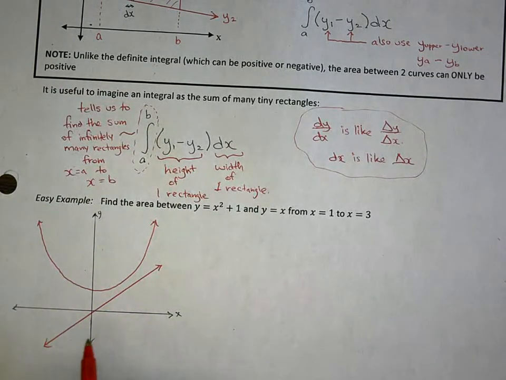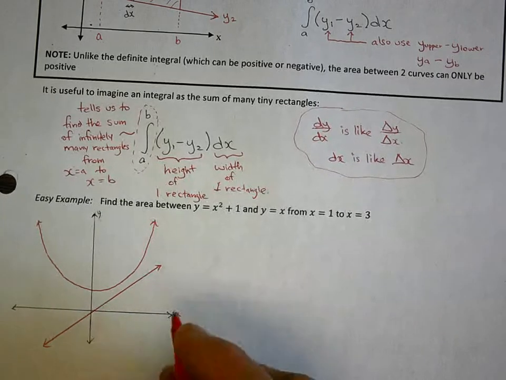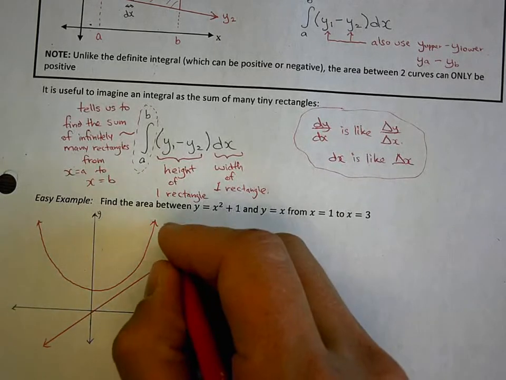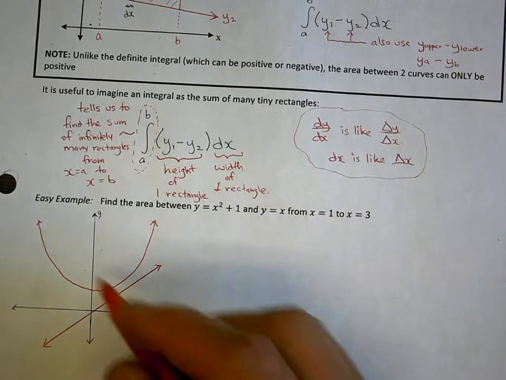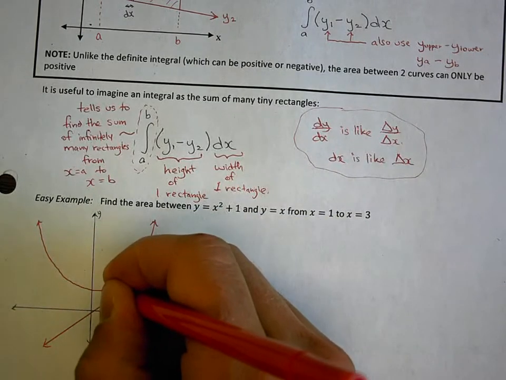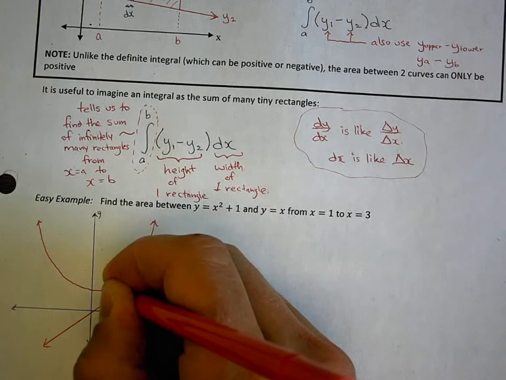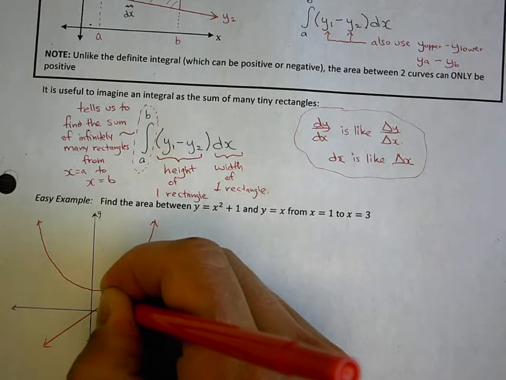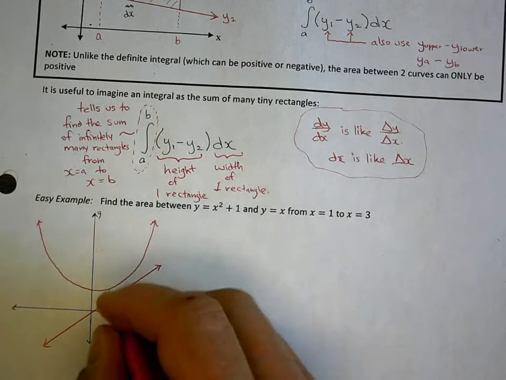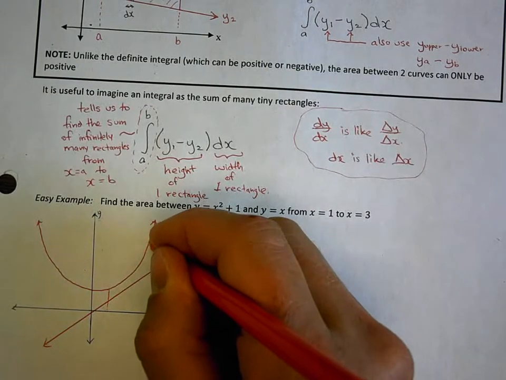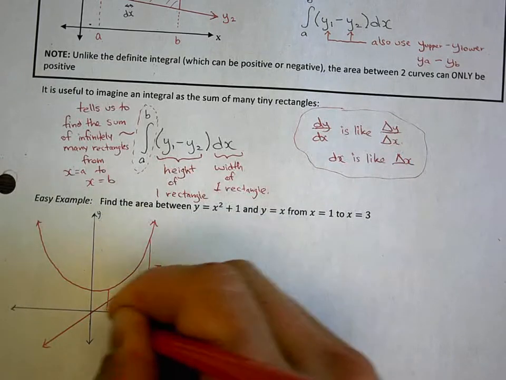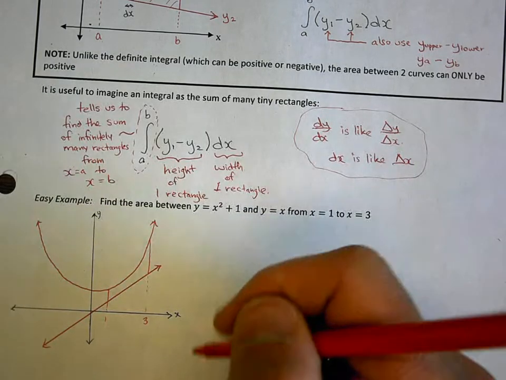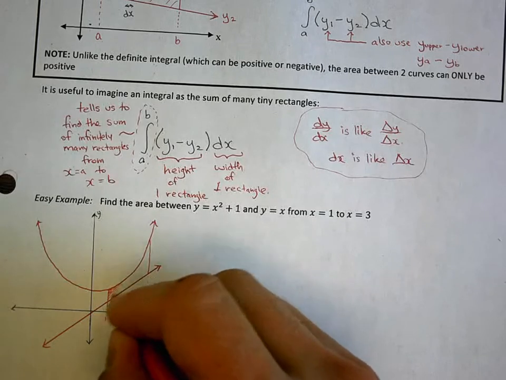Maybe I should have used graph paper. Oh well. Okay, and now we can see we're actually adding from x equals 1 to 3. So x equals 1 is somewhere here, and x equals 3 is somewhere up here. And so this is actually the area it's asking for.